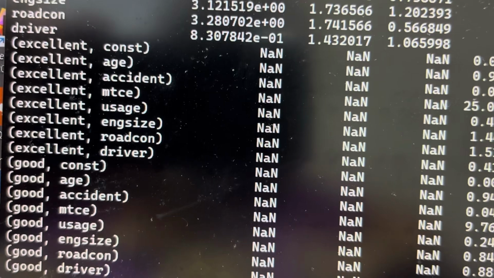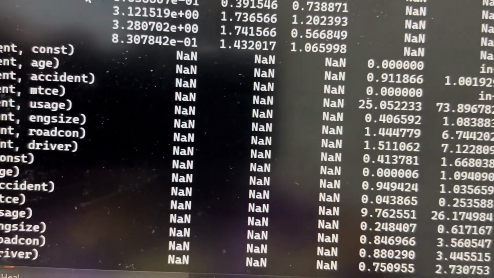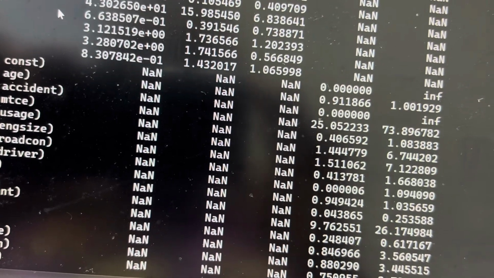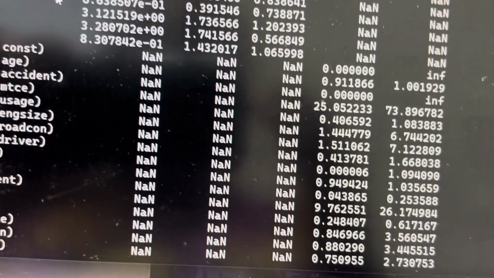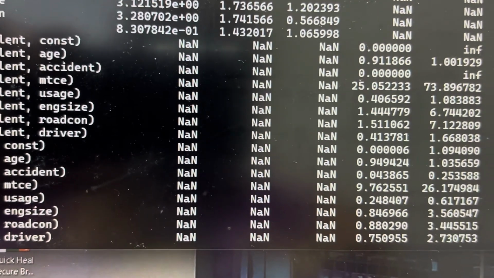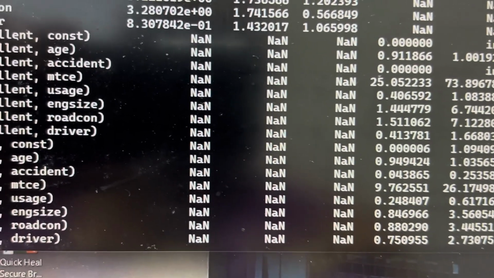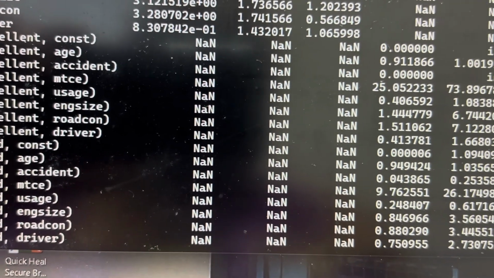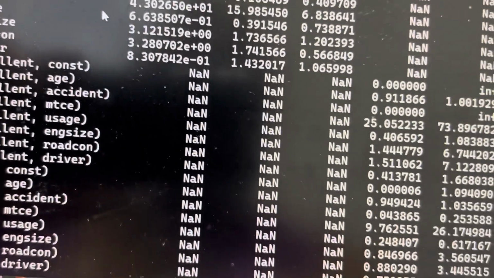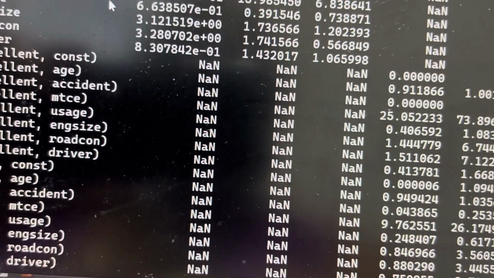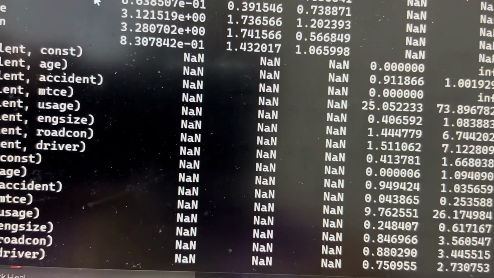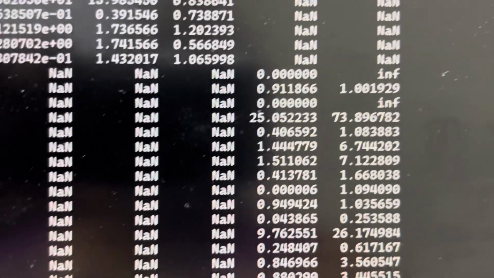The first comparison here is excellent compared to the constants, and this is the value that you have. Confidence interval at lower confidence is 0, 0, 0, and then upper confidence interval is infinity, and then excellent compared to age 0.91, and the other 1 point something, and then excellent compared to accident is also like that of constant. So it means that excellent and excellent does not go together. And then excellent and maintenance, yeah, very, very positive. You can see the large amount of it.